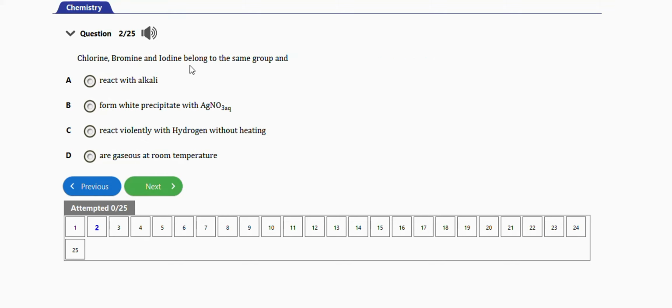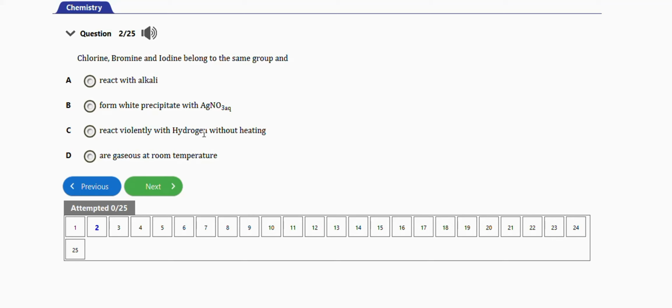It says chlorine, bromine, and iodine belong to the same group and react with alkali, form white precipitate with silver nitrate, react violently with hydrogen without heating, and gaseous at room temperature. The right option is option A, react with alkali. So that's it for this question. Basically, when they react with alkali, they usually form salt. For instance, if sodium, which is an alkali in group 1, reacts with chlorine, you're going to have sodium chloride, your common salt. If potassium, which is also in group 1, reacts with chlorine, you're going to have potassium chloride, which is also your common salt.